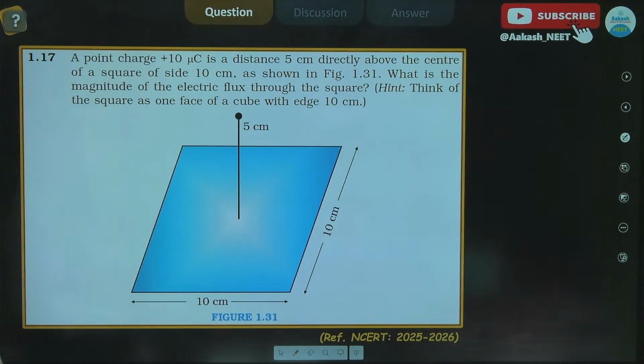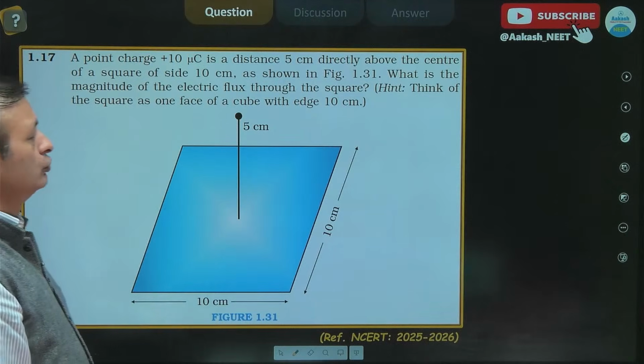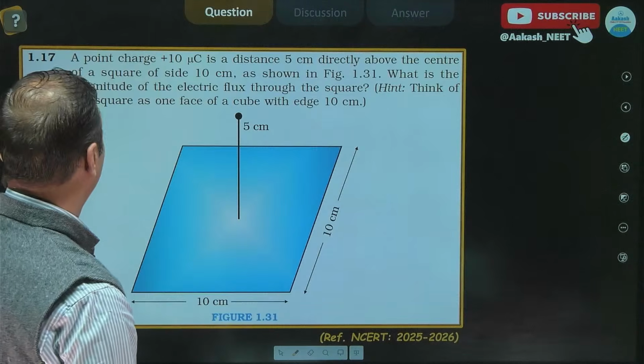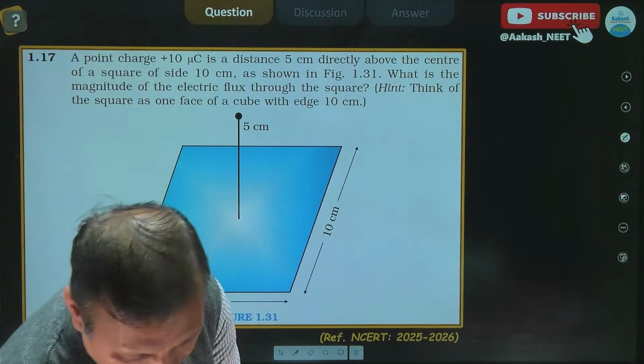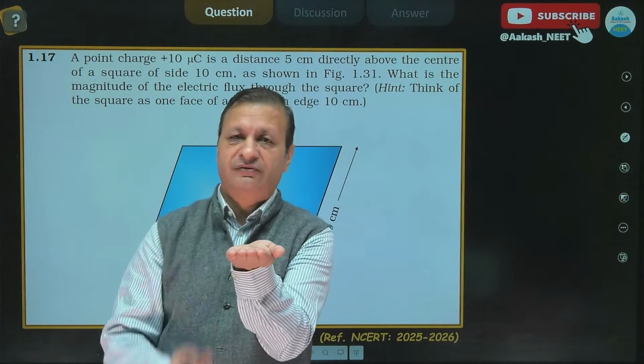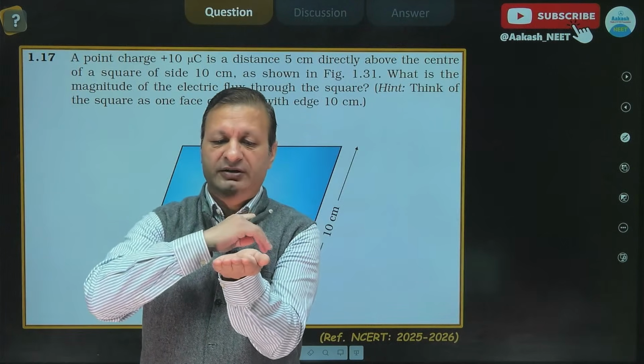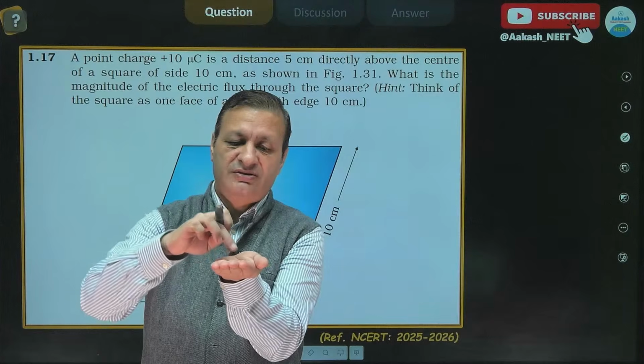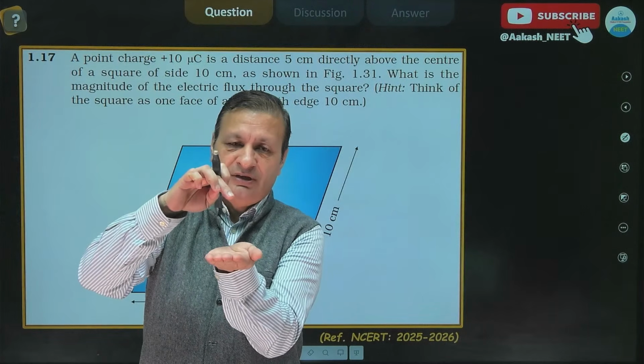Now we have a very interesting situation. A point charge plus 10 microcoulomb is at a distance 5 centimeter directly above the center of a square of side 10 centimeter as shown in figure. What is the magnitude of the electric flux through the square? Okay. Now consider this is your surface, flat surface. This is a square plate. A charge is placed 5 centimeter above this surface.